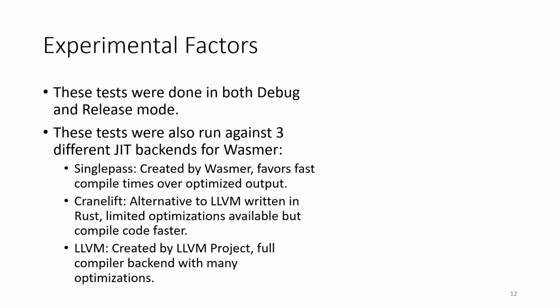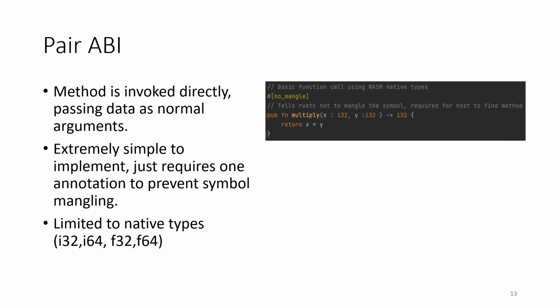The debug and release modes are flags in the Rust compiler, and the 3 different JIT backends are the Singlepass compiler, created by WASMer, that favors really fast compilation times but doesn't really optimize the code; the LLVM backend from the LLVM project, a full compiler backend with support for many optimizations, but compiles fairly slowly as a result; and the Cranelift backend, which falls in between the two with faster compile times than LLVM, but more optimizations than Singlepass. I will now do a brief overview of our 3 different ABIs.